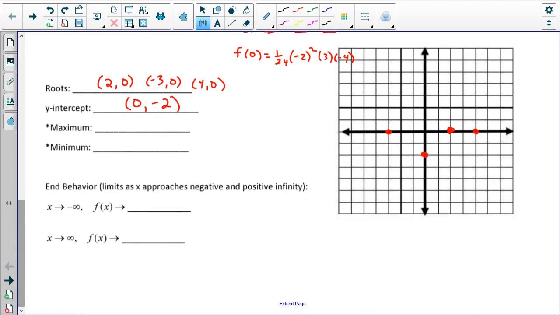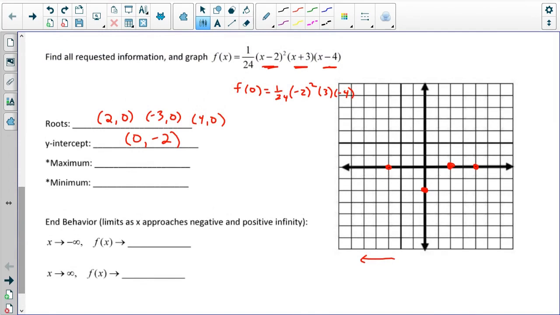But let's take a look at the end behavior. The end behavior, if I sub in very negative giant values of x, so f of a negative big number, that's going to be 1/24th. And then this is going to be negative squared. This is going to be negative, and this is going to be negative. So that's 1/24th times positive times negative times negative. That ends up being a positive number. So that goes off to positive infinity.